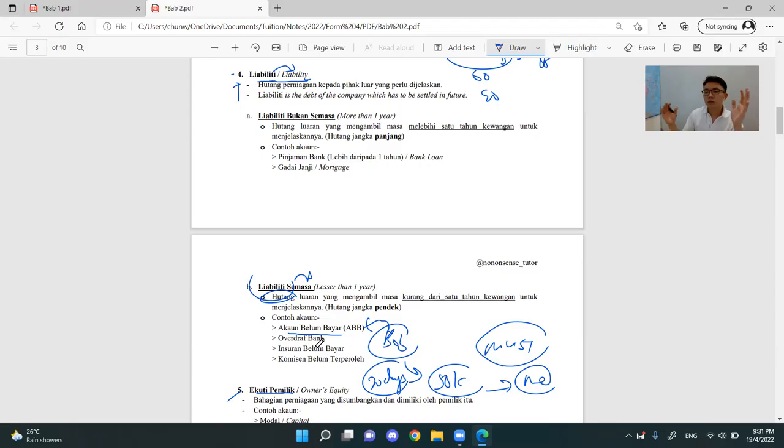So, in accounting it is very, very straightforward. It's either me to you or you to me. It's either I belum terima wang daripada kawan or saya belum bayar kepada kamu. It's either me or you. It's either up or down, front or back, black or white. There's no gray here in accounting. Now let's continue.